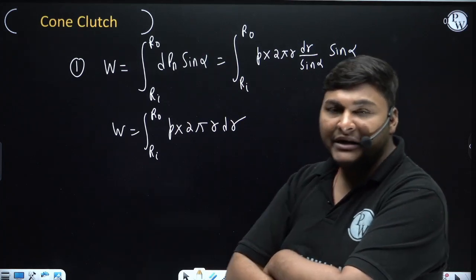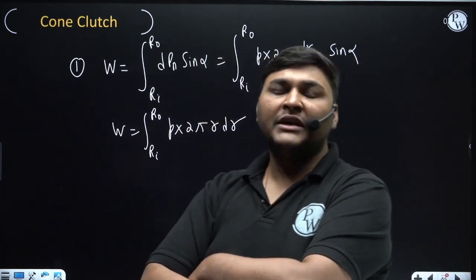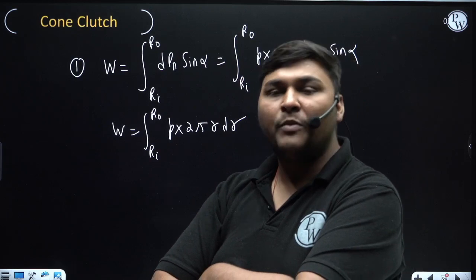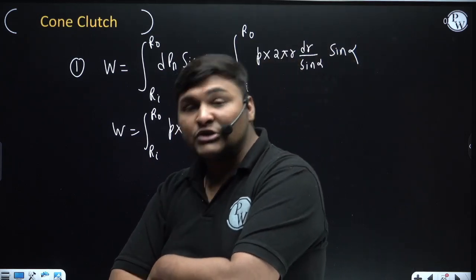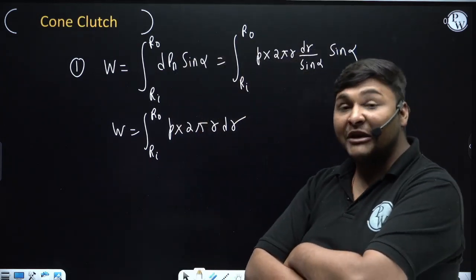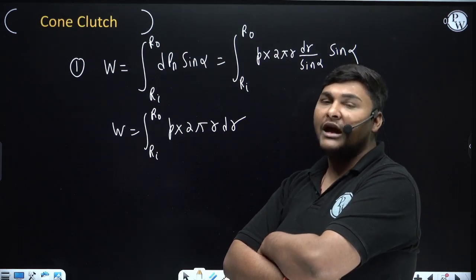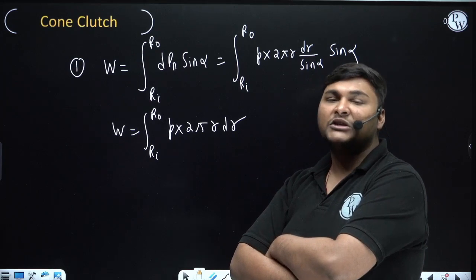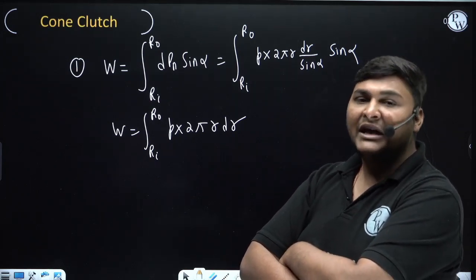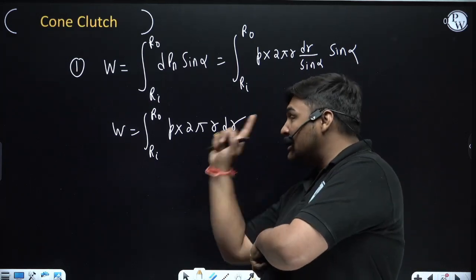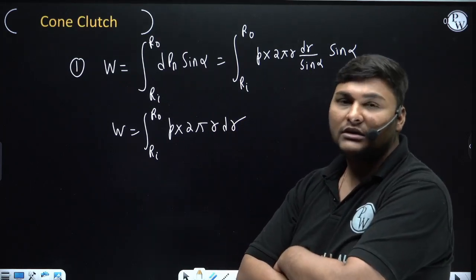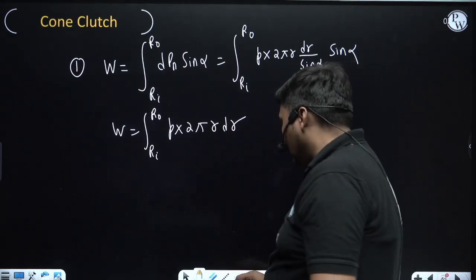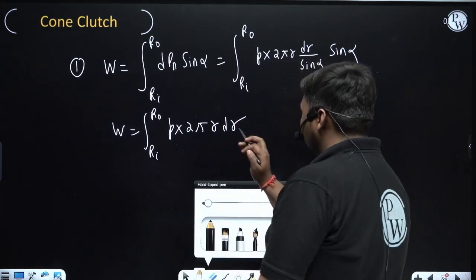Means for the plate clutch, the W formula was integration Ri to R0 of P into 2 pi R dr. For the cone clutch also, the same expression of W is coming, integration P into 2 pi R dr. Means the formula which is used to calculate spring force for the plate clutch, the same formula will be valid to calculate spring force for the cone clutch. This is important. Now, same as plate clutch.